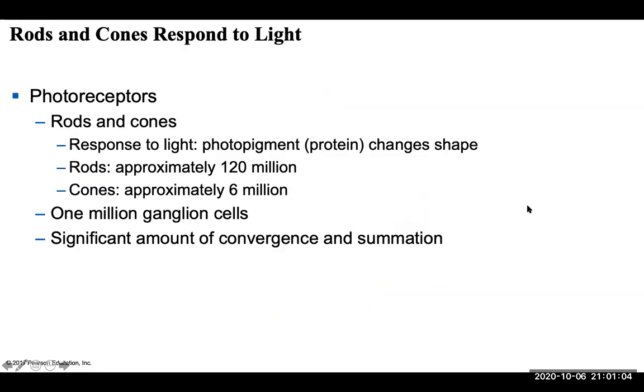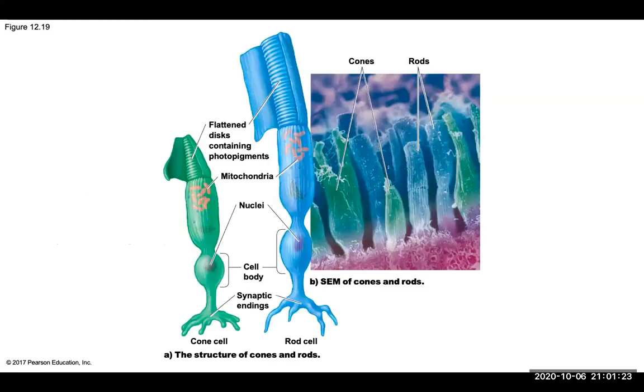Photoreceptors are your rods and cones. They respond to light, so their photopigment protein will change shape. There's many more rods than there are cones in your eye. They're connected to about 1 million ganglion cells. And there's a significant amount of convergence and summation between rods and cones and your ganglion cells.